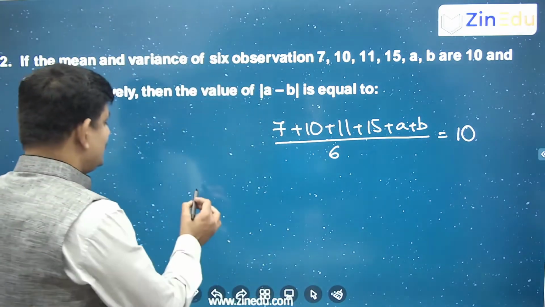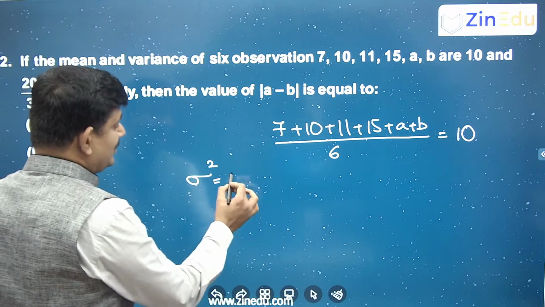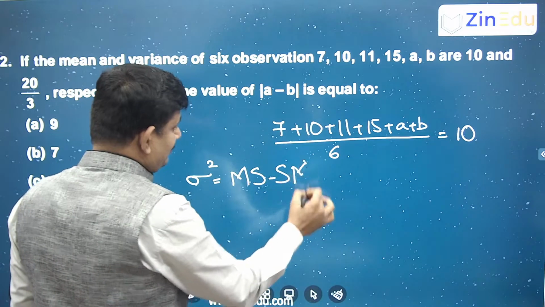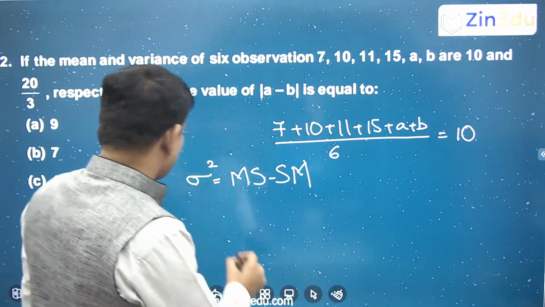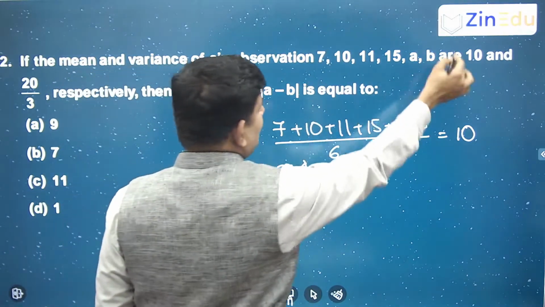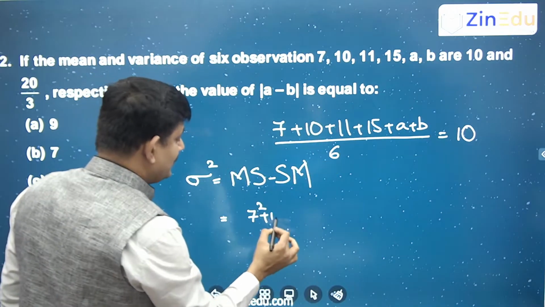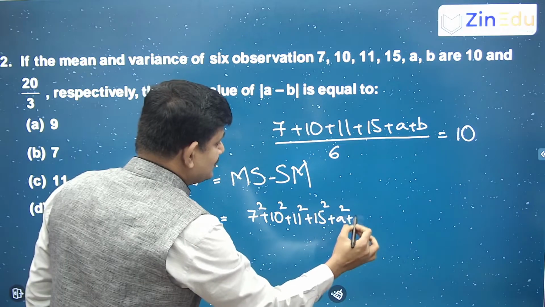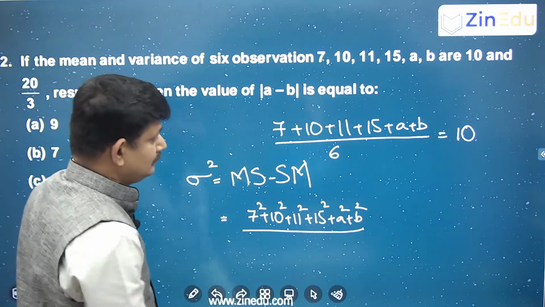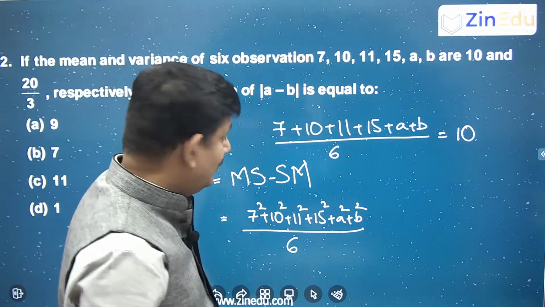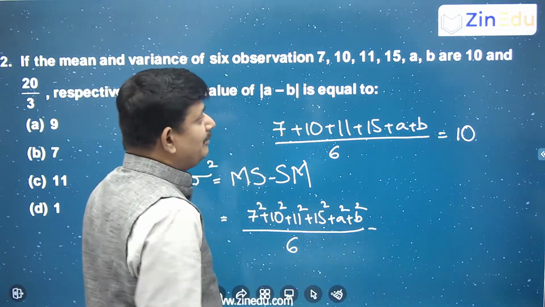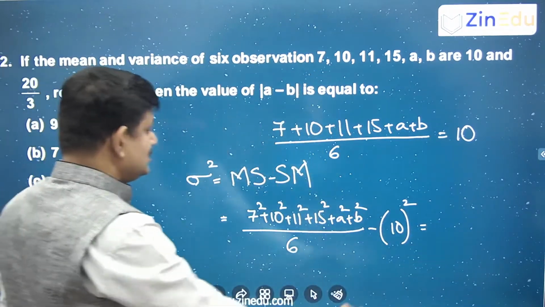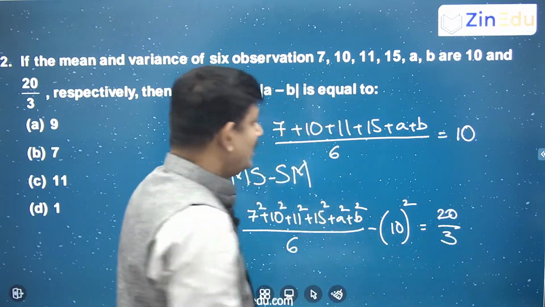Then variance, how do you calculate variance? Simple formula for variance is mean of squares minus square of mean. Mean of squares means what? Square all these numbers, 7 square plus 10 square plus 11 square plus 15 square plus A square plus B square divided by 6, that is mean of the squares, minus square of the mean, which is 10 square. This is variance for you. How much is it? 20 by 3. So you have two equations.